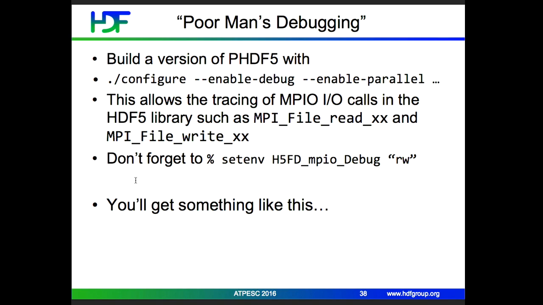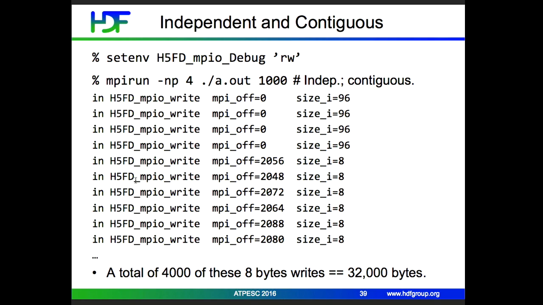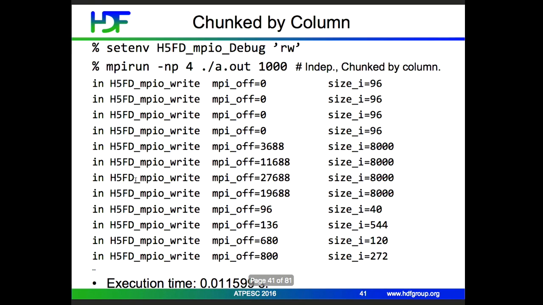With HDF, when you compile the library for parallel, with the enable parallel option, you can provide a flag called enable debug, which will give you very verbose information about MPI-IO calls that are being issued. And if you do that, you will get information about where it writes, how big a piece of data it writes, and so forth. And that then will tell you that you are doing a lot of seeks, a lot of small writes, and so forth, and that's what gives you poor performance.